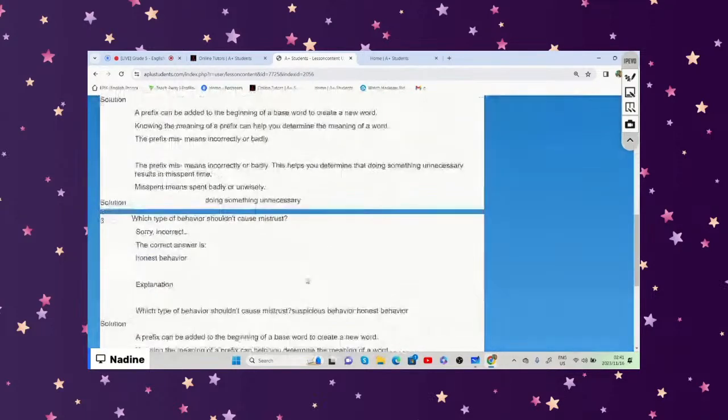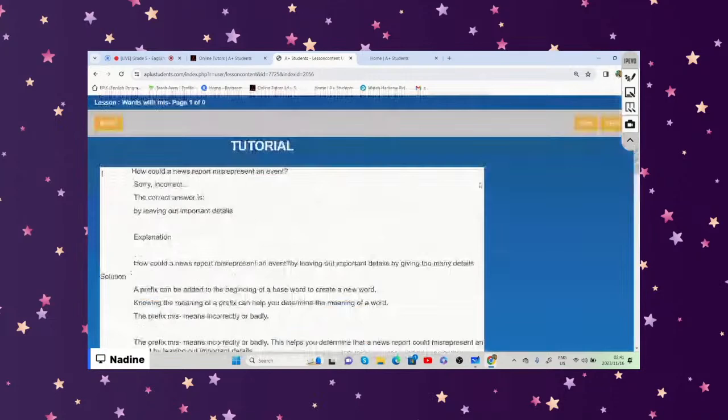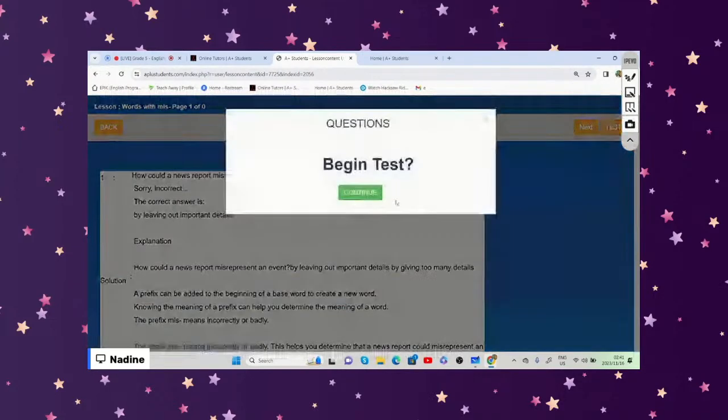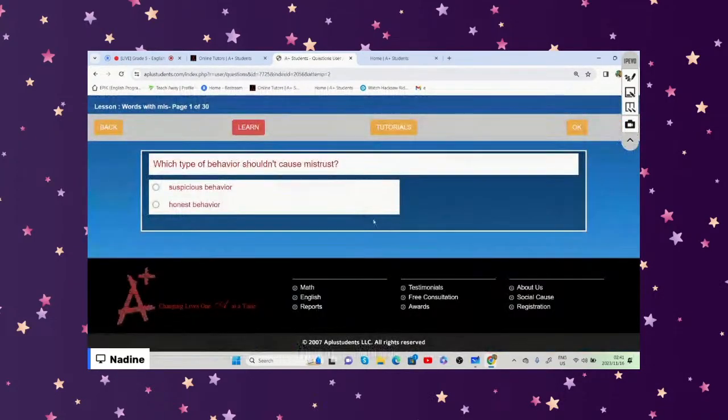And we spoke about misspent, we spoke about mistrust. Let us go to our test. Which type of behavior shouldn't cause mistrust? Is it suspicious behavior or honest behavior that should not cause mistrust?